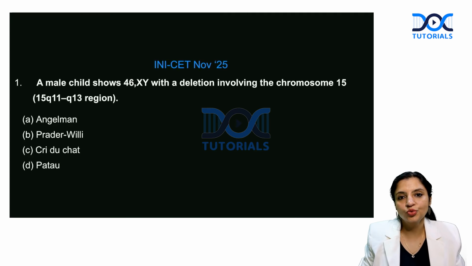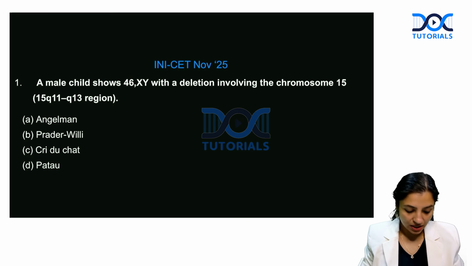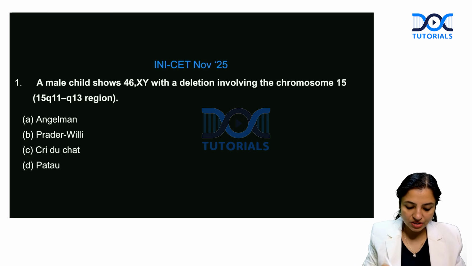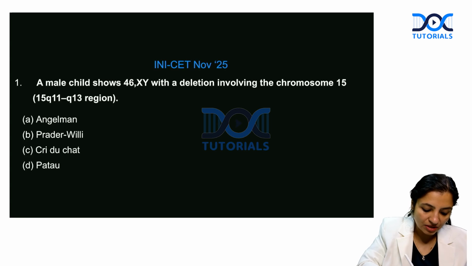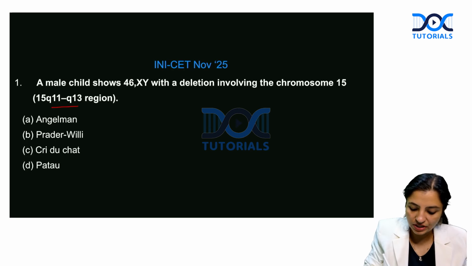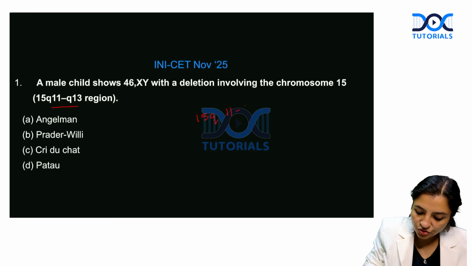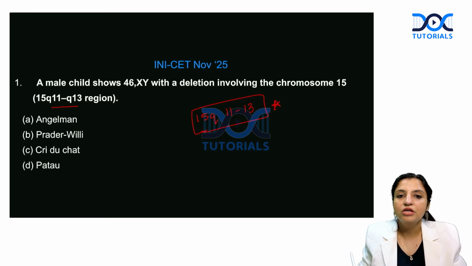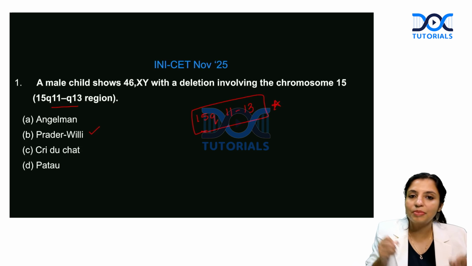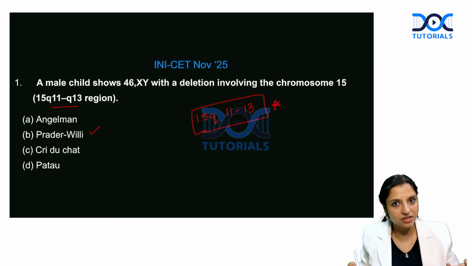So let's come to INICET November 2025 recall, and here is question number 1. This is a male child who shows 46XY, and there is a deletion involving chromosome 15q, and the typical point they have given is region 15q11-13 deletion. Okay, so this is a particular deletion that they have given you, and they ask you what is the syndrome. So guys, you have to remember the answer to this question is Prader-Willi syndrome, and let's understand why.